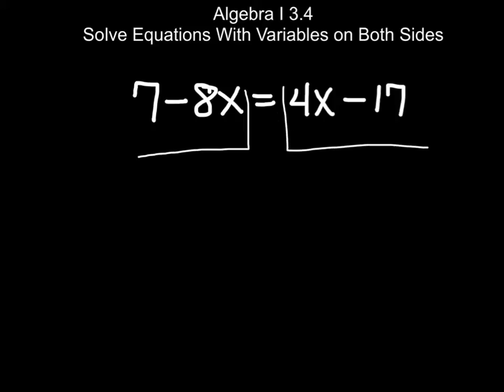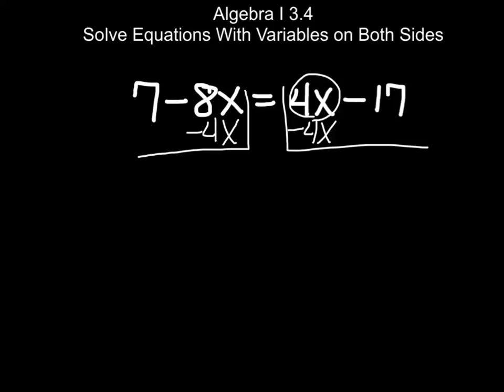We need to get all of our variables, all of our x's, on one side of the equation or the other. I'm going to take the x's and put them on the left side. So here are these x's that are on the right. We need to put them on the left. So we're going to subtract 4x here, and we will subtract 4x here. That gets all of our variables to the left side of the equation.